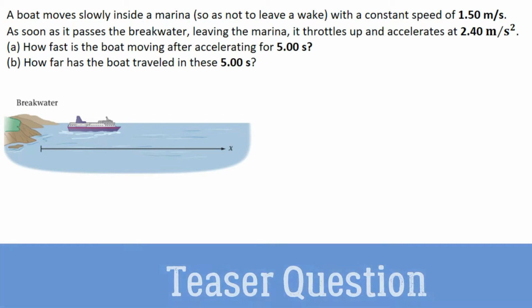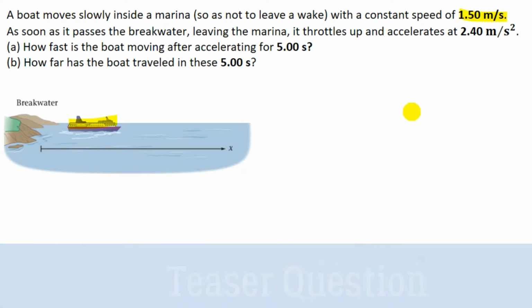So here we are given that this boat travels at constant speed 1.50 meter per second inside a marina. Now as it passes through the breakwater, it accelerates at 2.40 meter per second squared. Now we need to calculate two things. In the first part, we have to calculate how fast the boat is moving after accelerating for 5 seconds. And in the B part, we have to find how far the boat has traveled in these 5 seconds.